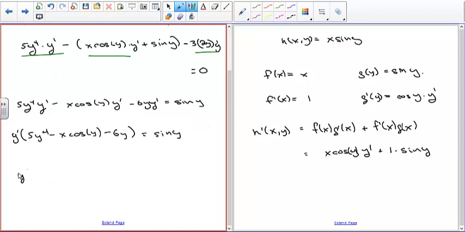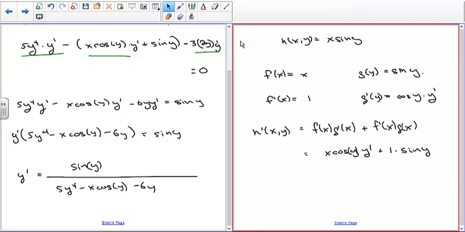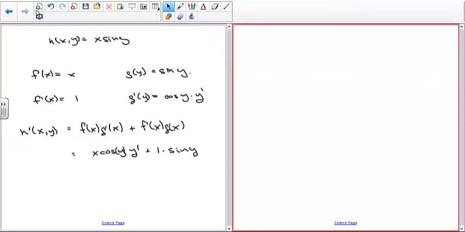And then you divide both sides by this term, so you get the sine of y divided by 5y to the fourth minus x cosine y minus 6y. And you don't need to simplify it. Of course, to evaluate this derivative, you need to know both the x and y solutions. Okay, next one.